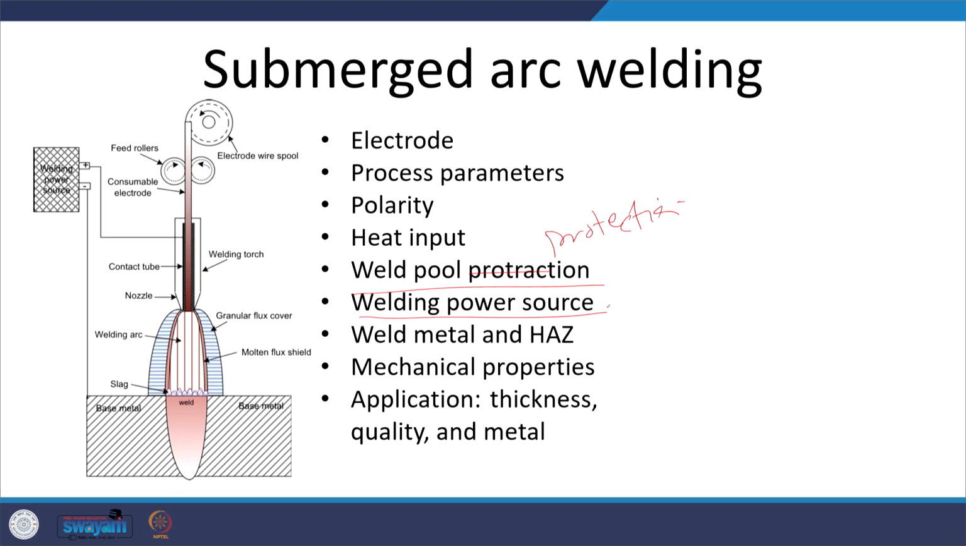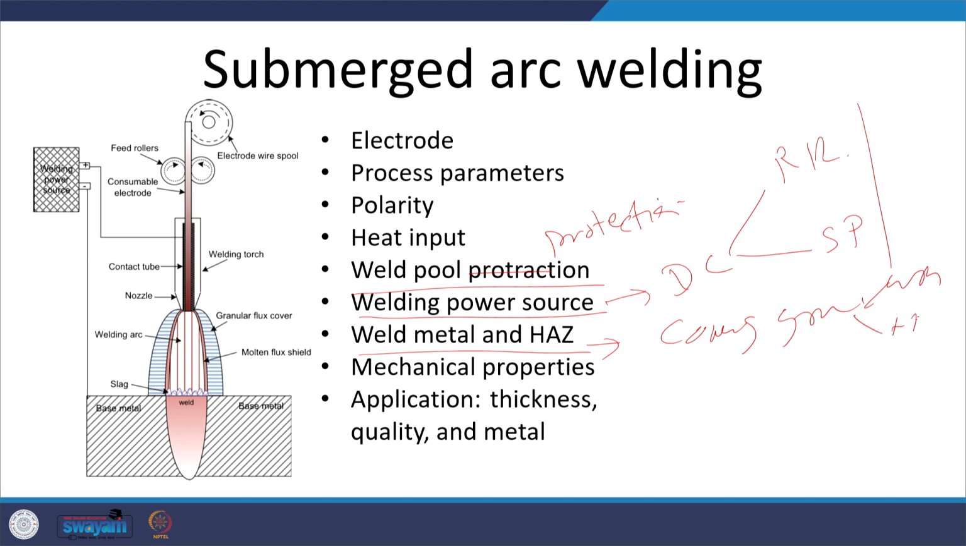Okay. Now, weld power source, mostly DC welding is done using the reverse polarity for small diameter and straight polarity for the large diameter electrodes. About the weld metal and heat affected zone, because of the higher heat input, coarse grains are produced both in the weld metal and the heat affected zone, and that compromises the mechanical properties. It also produces reduced toughness and reduced strength, and therefore, post weld heat treatment is needed to restore the properties.